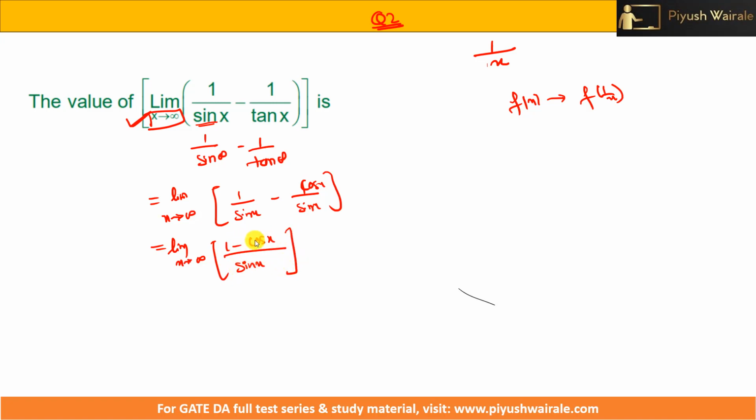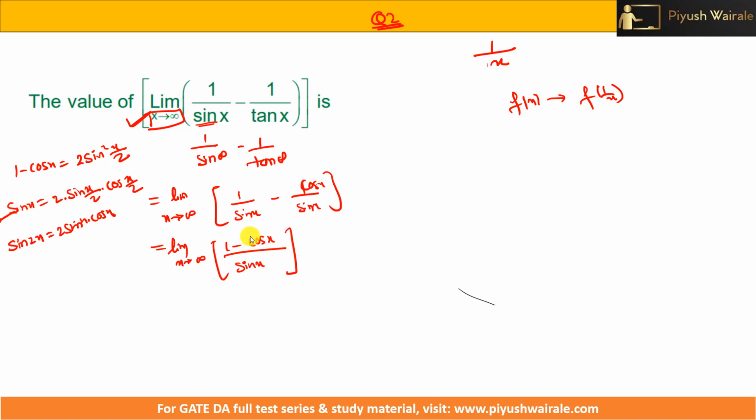Now again here we need to apply the formula. So 1 minus cos x is basically 2 sin square x by 2, the half angle formula. Similarly, sin x is basically 2 into sine of x by 2 into cos of x by 2, right? Half angle formula. If you remember, sine 2x is basically 2 into sine x into cos x. Same thing we are applying here also.